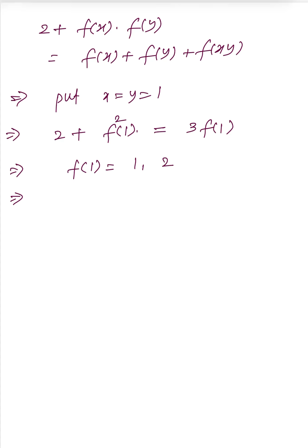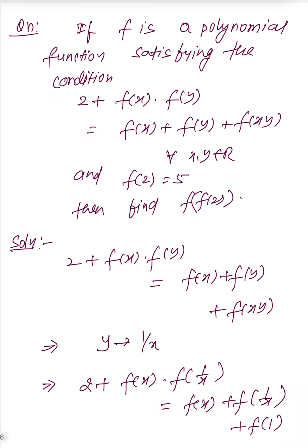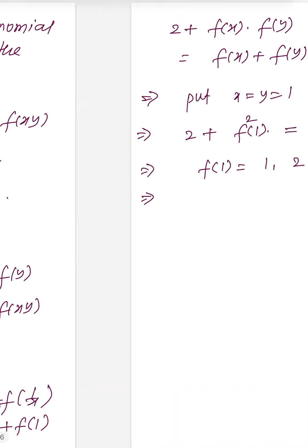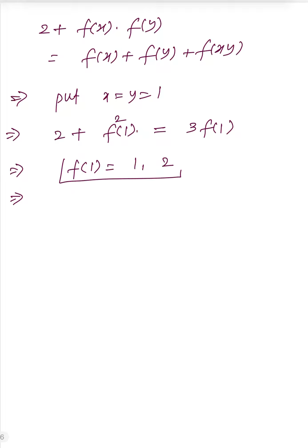So how to prove that f(1) is not equal to 1? As in the question it is given that f(2) = 5. Now we have two values of f(1). Now again use the same functional equation. In this functional equation, let's substitute x = 1 and keep y as it is.